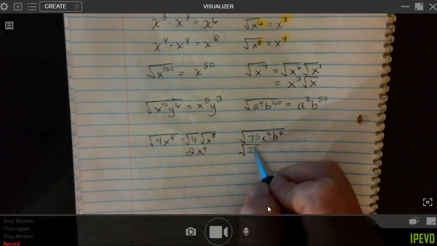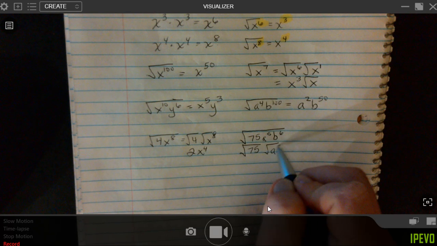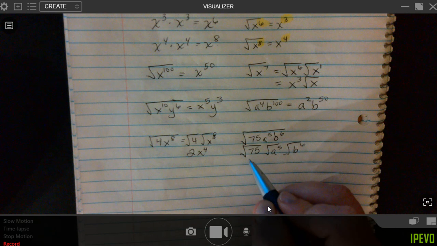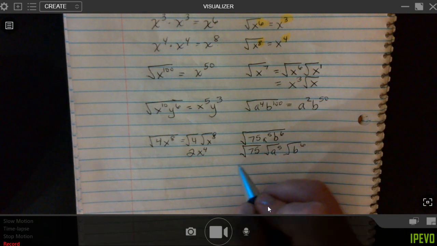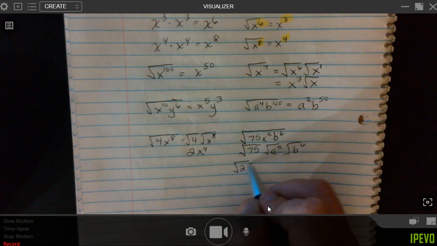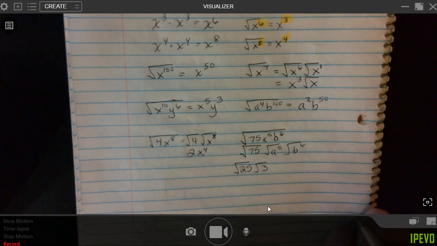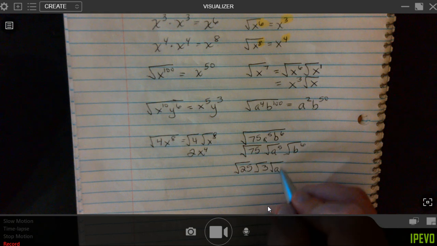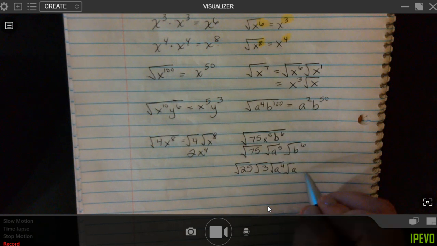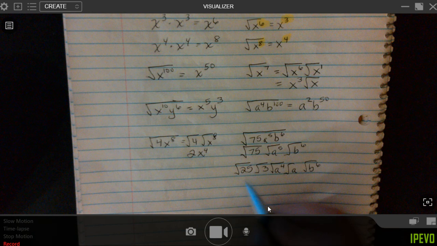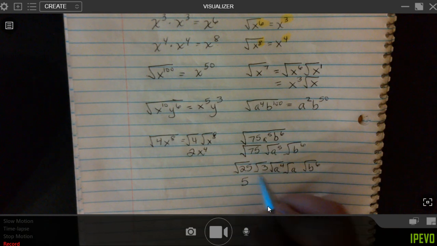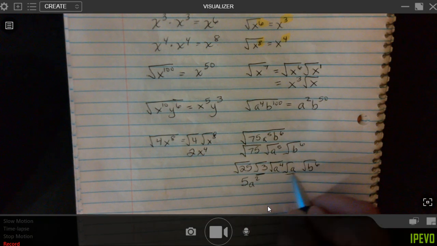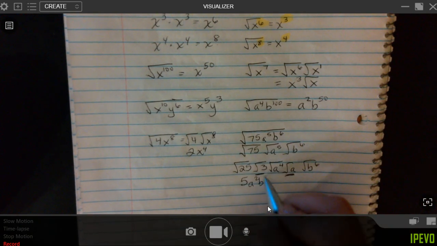The square root of 75, the square root of a to the 5th, and the square root of b to the 6th. So for the 75, we go, okay, what perfect square can I get out of there? Oh, 25 times 3 is 75. For a to the 5th, I need to take 1 away so that I can divide it in half. And then b to the 6th. Square root of 25 is 5. I can't do anything with the square root of 3. Square root of a to the 4th is a squared. Can't do anything with that. Square root of b to the 6th is b to the 3rd.